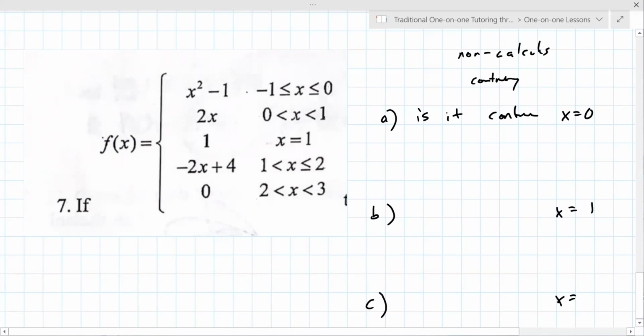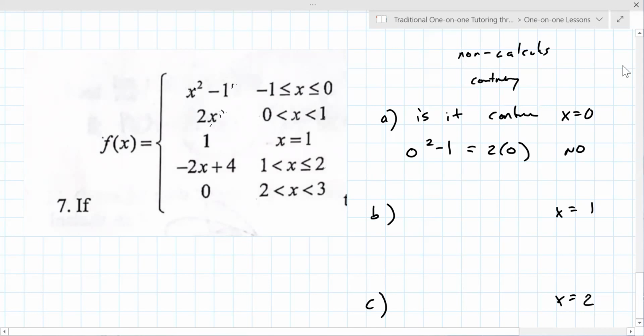-1 is the left bound, so you wouldn't touch that. Do you know how to check this? Plug it in, right? Into each one? Like for 0, you want to try both of these here, since 0 is in the interval. Let me try to help here with A. What I'm asking is: is 0 squared minus 1 equal to 2 times 0? No, so it's not continuous there.